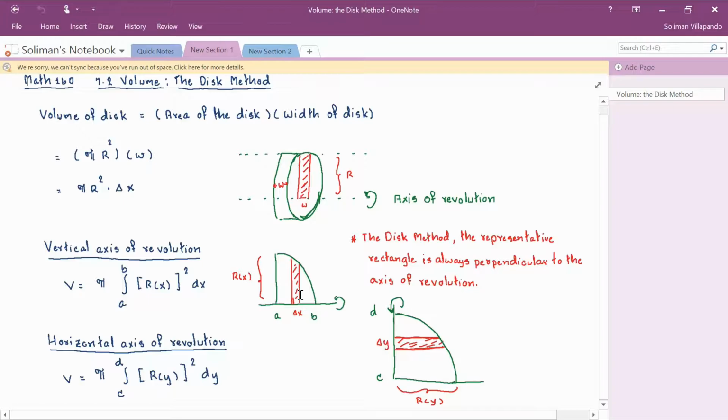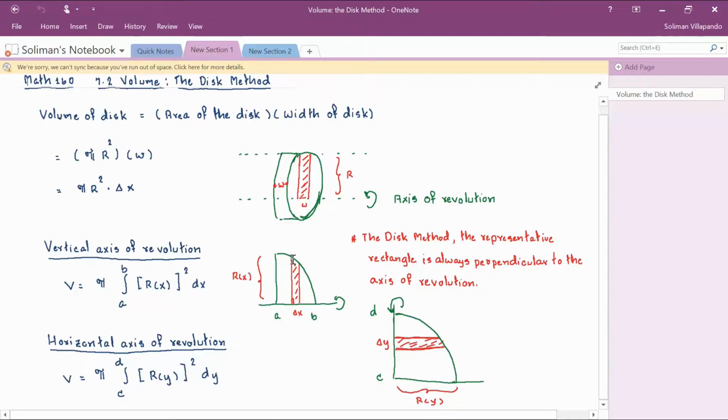Now let's look at the second picture. The volume is pi, and because we find the area of the disk, we can take an integral, and it's rotated about the x-axis. So our integral is from a to b of r squared, and the thickness here is dx, or delta x.